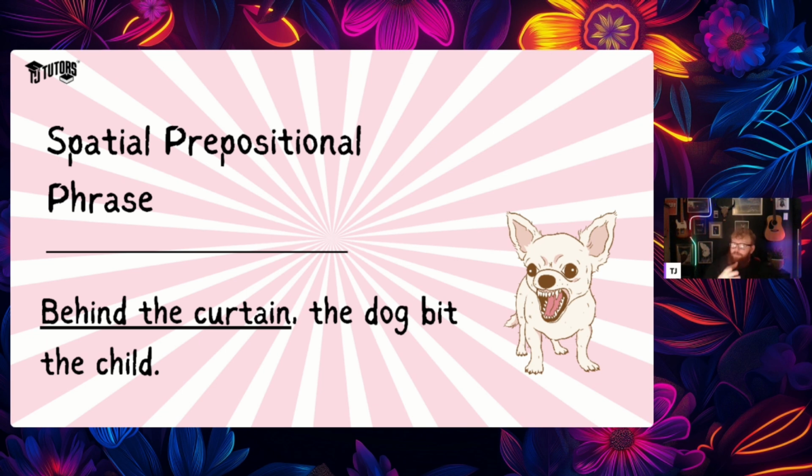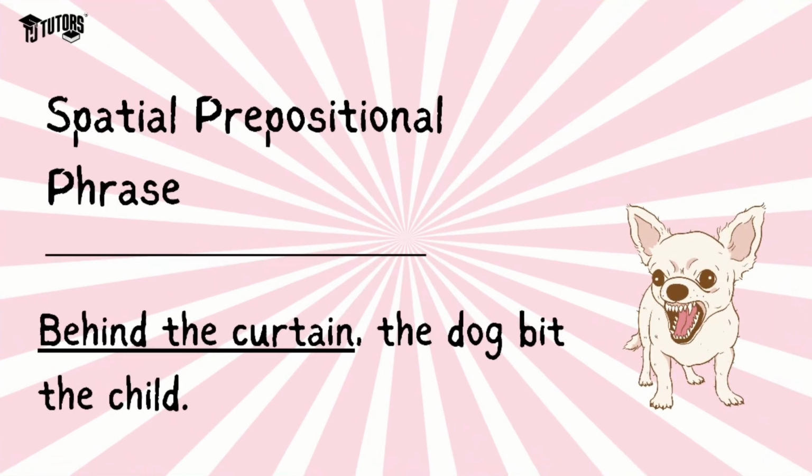So you could say behind the curtain, comma, the dog bit the child, or in front of, between, underneath. You're just thinking about putting a prepositional phrase at the beginning, followed by the comma, never forget the comma, and then your original sentence. Let's see if you can have a go at doing that for me now.